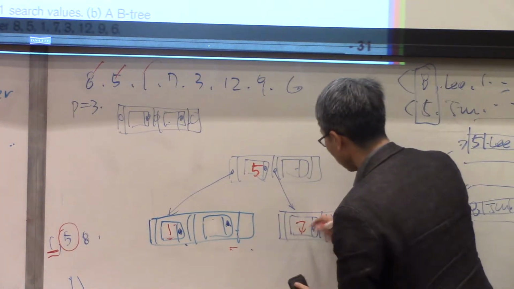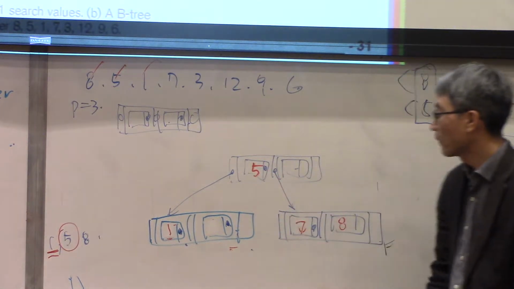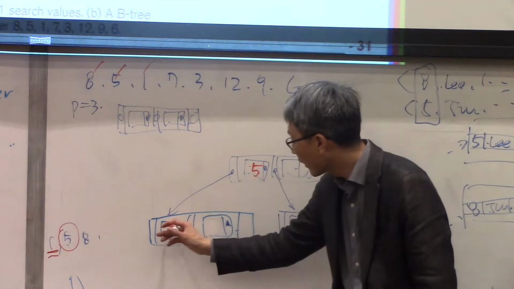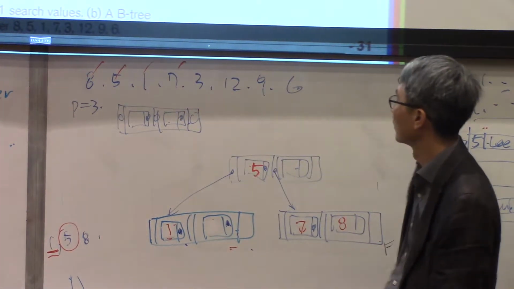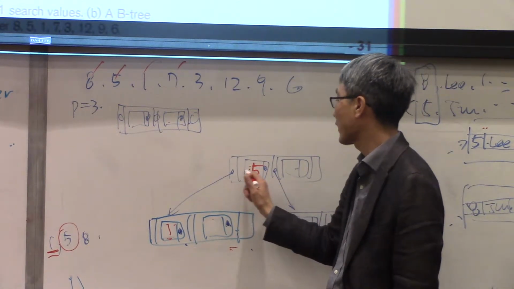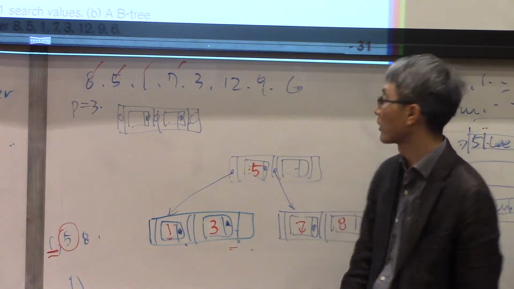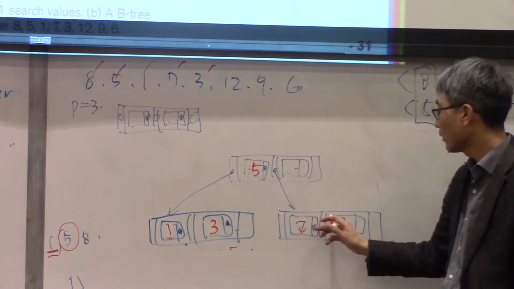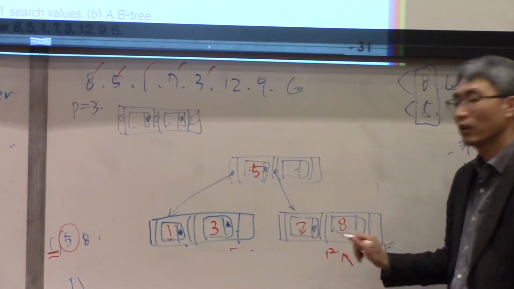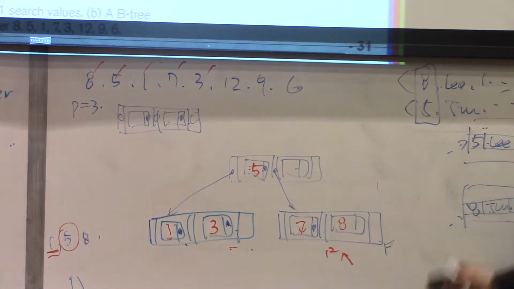So 7 and 8. How can you search? If you are searching 1, it's less than 5, and the 1 is here, something like that. Then 3 is inserted. 3 is equal or less than 5, and we have space. That's it. Then 12. 12 is bigger than 5, so it's supposed to be here. Is it? It is a full node. So what happened?